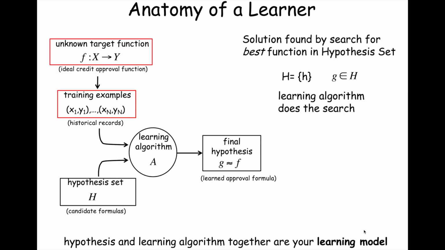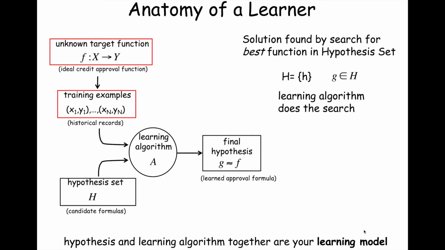So your learning model is your learning algorithm, the method you use to search, along with a hypothesis set, the set of candidate formulas that you consider. And the whole goal is to try to find, after some amount of time, some final best hypothesis that most closely mimics the labeling behavior of that unknown target function.